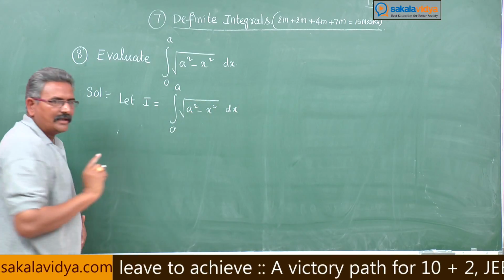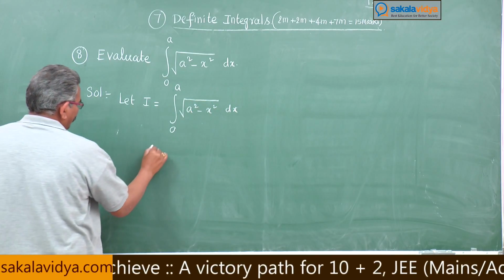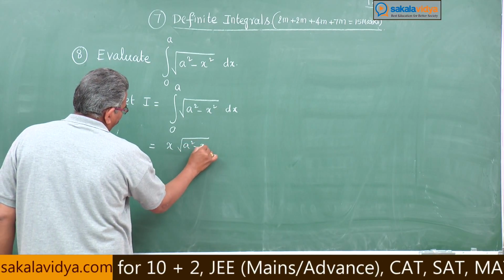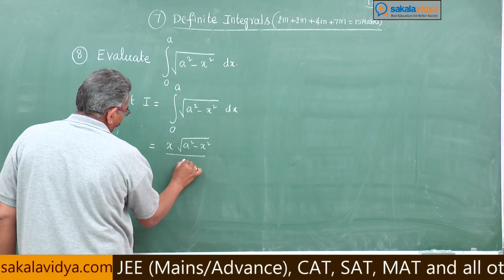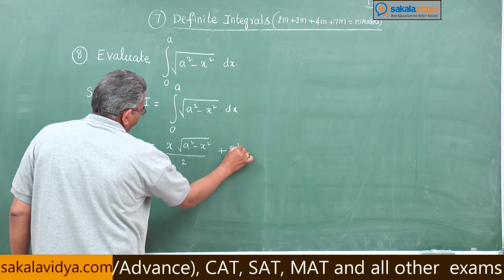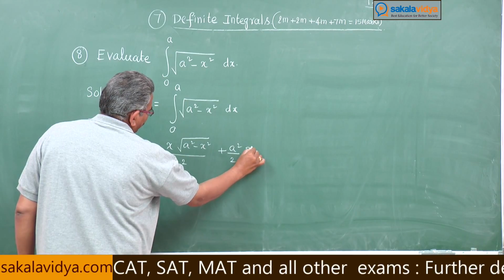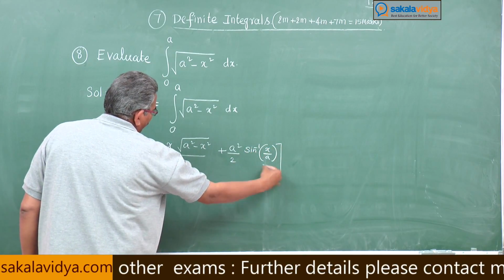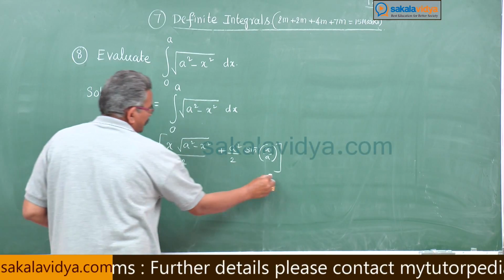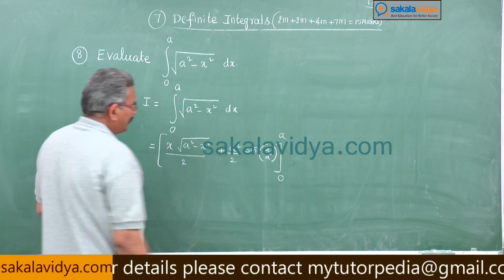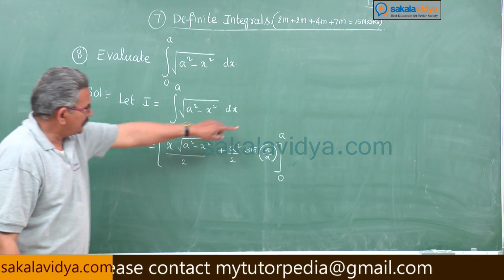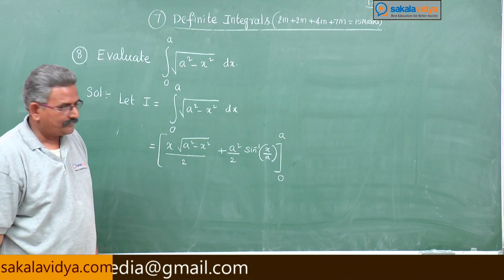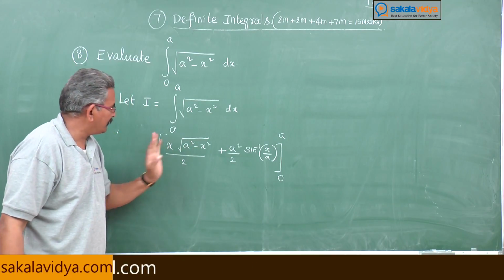Now, this formula we have to write. What is the formula? x root of a square minus x square by 2 plus a square by 2 sin inverse x by a, and the limits are to be applied. What are the limits? 0 to a. Am I correct? So, just put the value here. A square minus a square, this total becomes 0. If you put 0, 0 into something is 0.